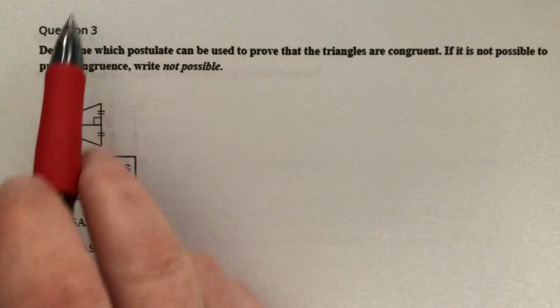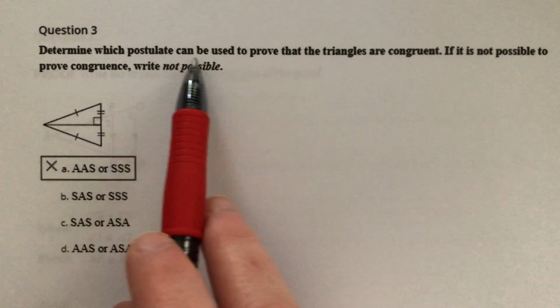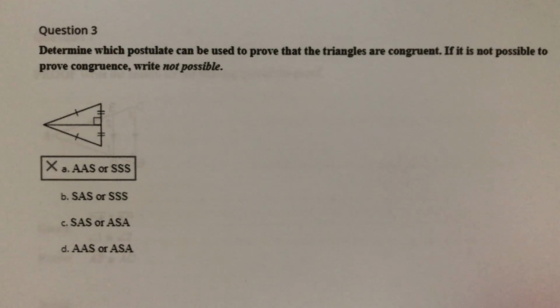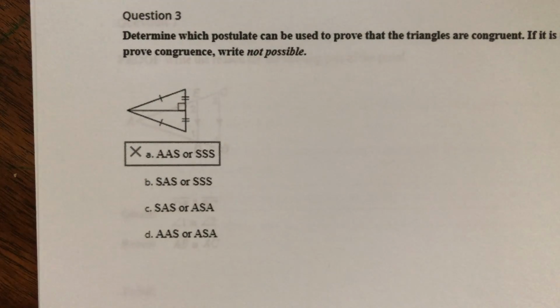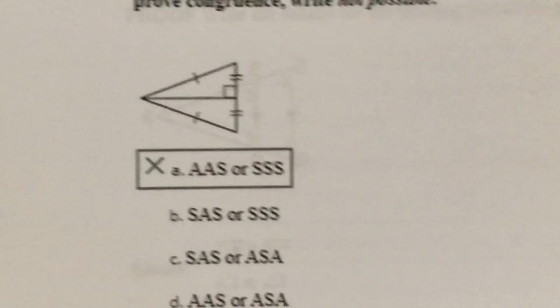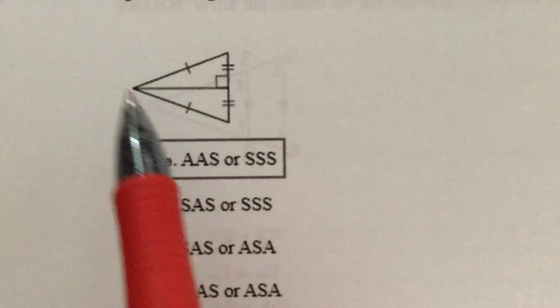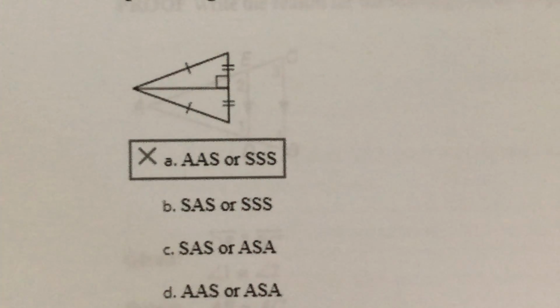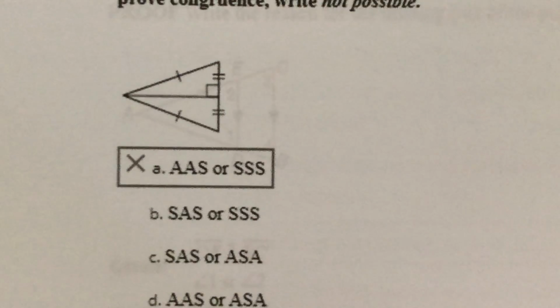All right, so the first one you sent me was question 3. Determine which postulate can be used to prove the triangles are congruent, and if they can't be proven congruent, then write not possible. Here's my picture of my two triangles. It looks like one big triangle, and it's split up into two smaller triangles, okay? And we have to prove that those two triangles are congruent based off of just this picture.